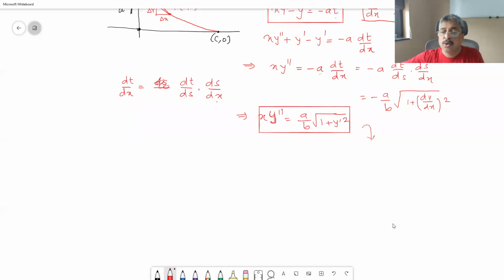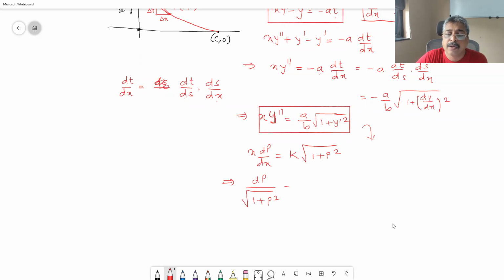Okay, so basically x y double dash is equal to a upon b radical. So what is our idea of dealing with this kind of expression? Put y dash is equal to p. So we get x dp by dx is equal to k times radical 1 plus k square p square. And this is variable separable. Therefore, dp upon radical 1 plus p square is equal to k times dx upon x.